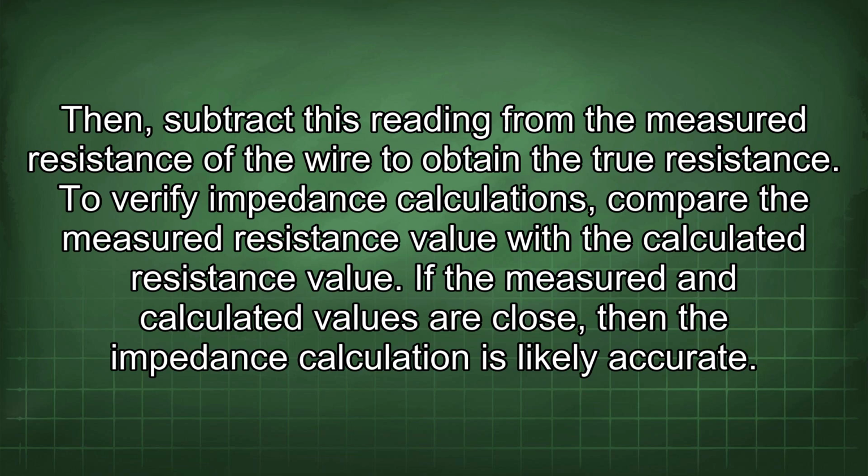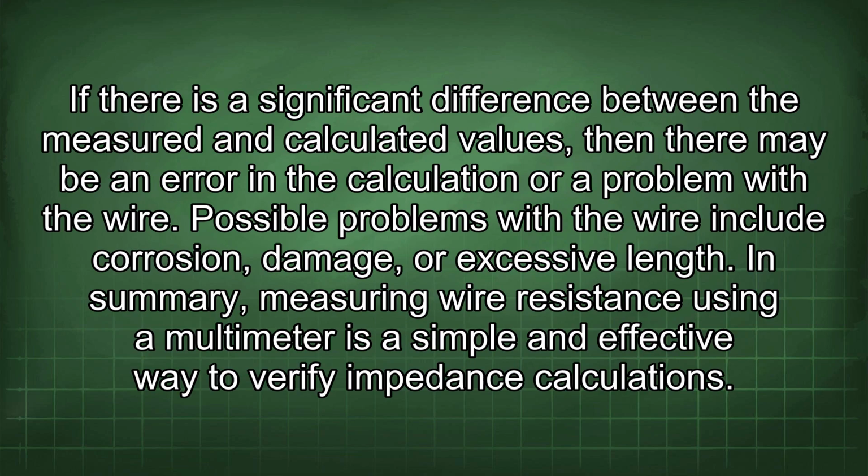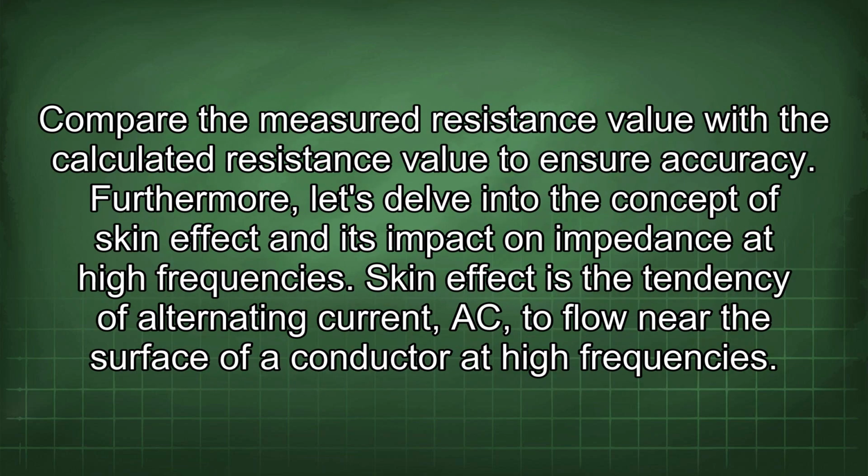To verify impedance calculations, compare the measured resistance value with the calculated resistance value. If the measured and calculated values are close, then the impedance calculation is likely accurate. If there is a significant difference between the measured and calculated values, then there may be an error in the calculation or a problem with the wire. Possible problems with the wire include corrosion, damage, or excessive length. In summary, measuring wire resistance using a multimeter is a simple and effective way to verify impedance calculations. Compare the measured resistance value with the calculated resistance value to ensure accuracy.